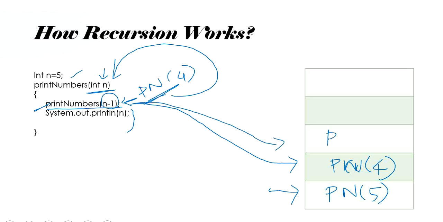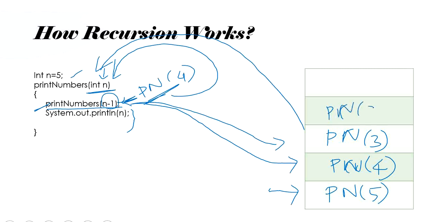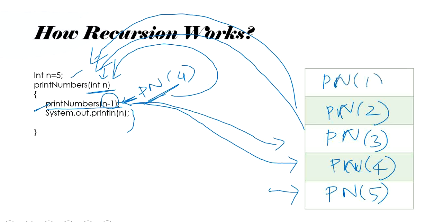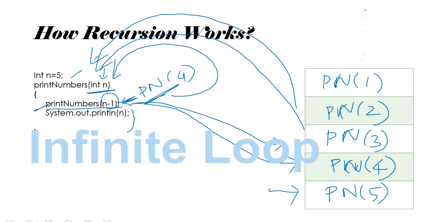So it is going to again place print numbers of 3 in the stack, goes back and calls the same function, and it calls print numbers of 2. And print numbers of 2 is again going to call the same function, and it is going to call print numbers of 1, and it goes on and on. So here we need to observe the function has no end. It goes on in a continuous loop.